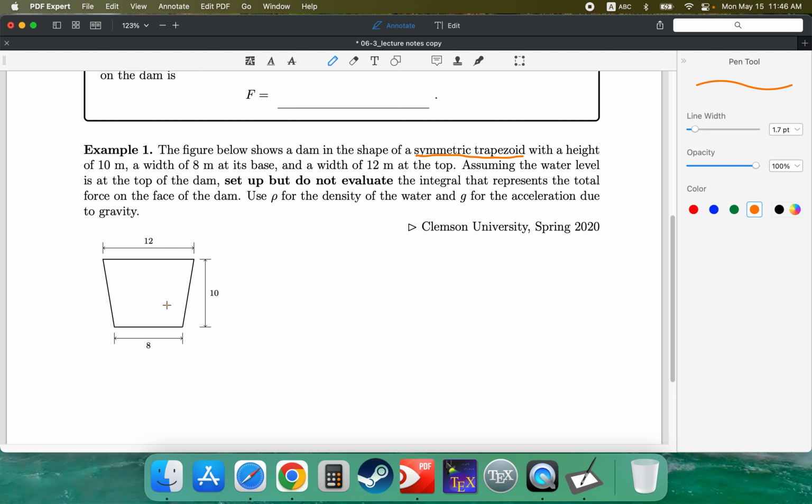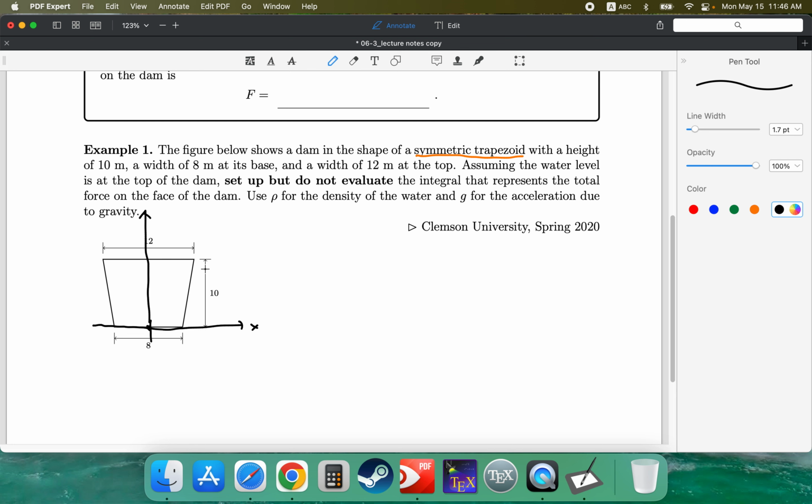Okay, into several pieces. So let's put the x-axis and the y-axis on the plane first. Okay, on the figure first. Notice that this is a symmetric trapezoid. So I can put the origin right here and draw the y-axis and the x-axis. Okay, so this is my origin. Now notice that you don't need to put the origin here. You can put the origin right here in this corner, or right here or right here. It doesn't matter. You can put the origin anywhere.